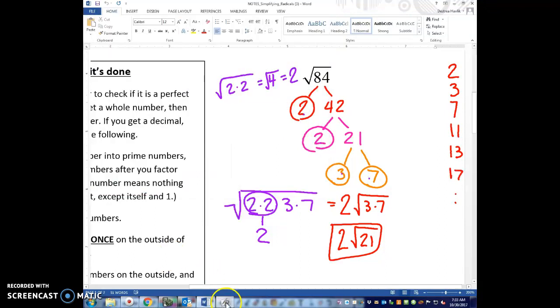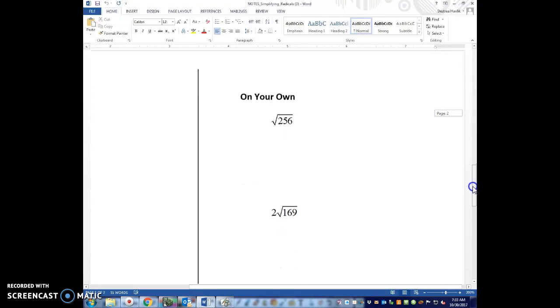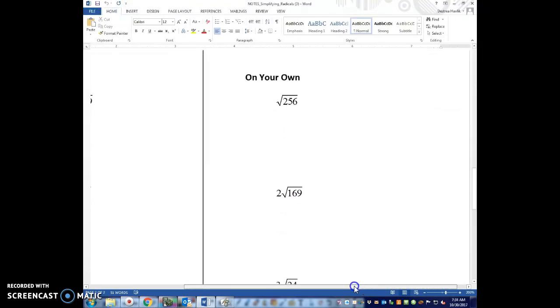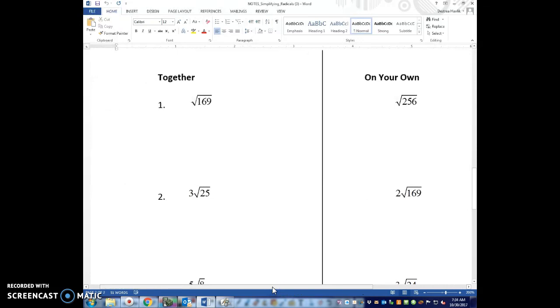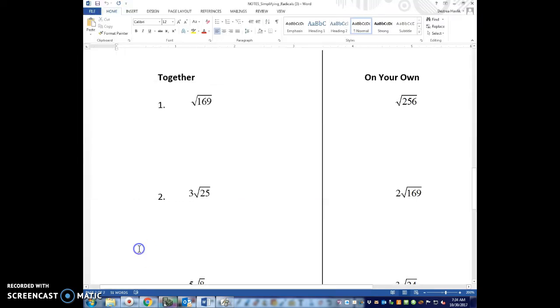All right, so now turn your paper over. How this worksheet is set up is I do one, and then you do one to the side. Okay? So we're going to start off with number 1, the square root of 169. Let's type that in first. Square root of 169. 13. Well, yes, that's a perfect square, so we're done here. Okay. So now pause your video and do the one to the side.